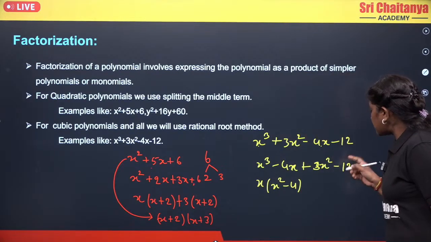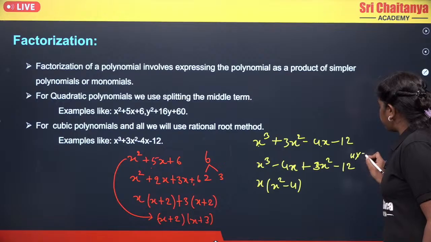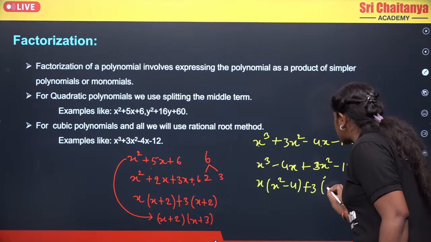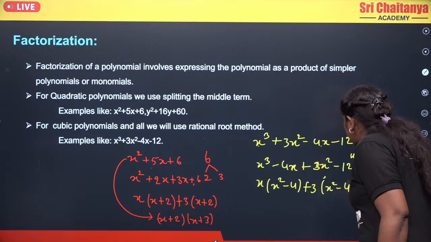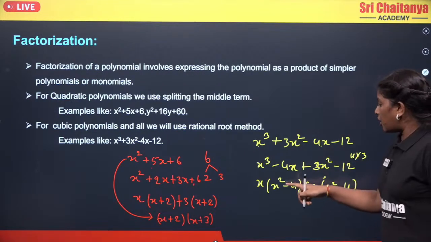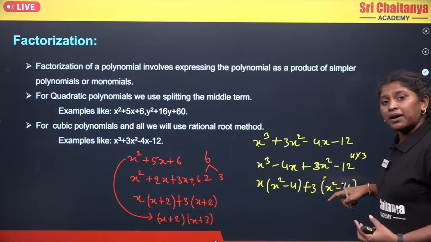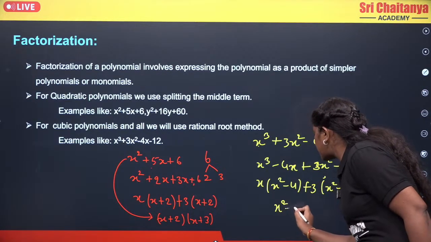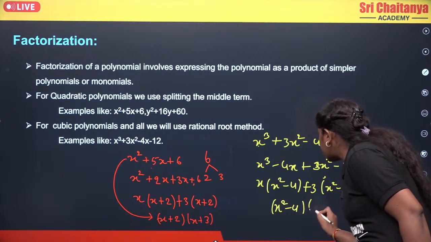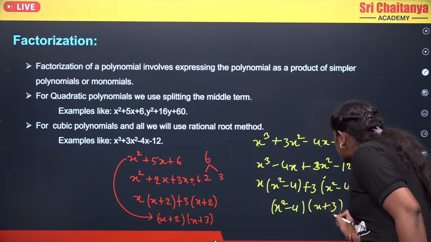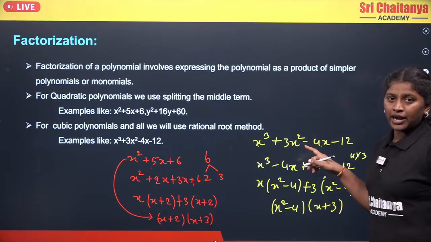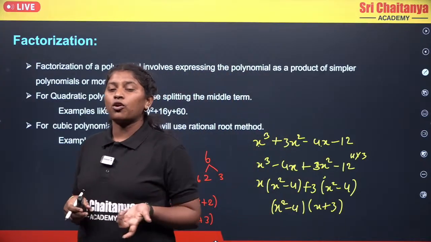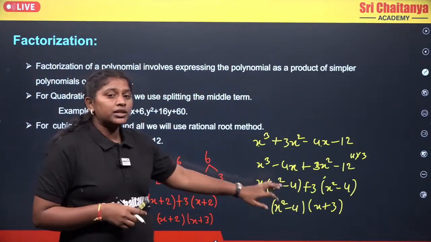And 12 can be written as 4 into 3. From these two terms I can take out 3 common, so here it becomes x square minus 4. Now we have x square minus 4 common between these two terms, so let's take it common. On taking x square minus 4 common you will get x plus 3. So for the cubic polynomial, after regrouping the terms, if we have common factors, then we can go for regrouping.